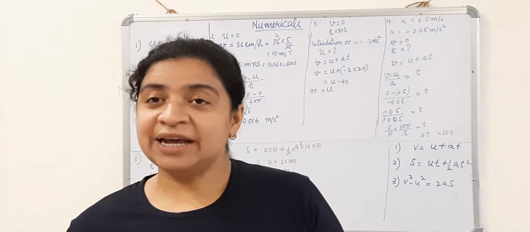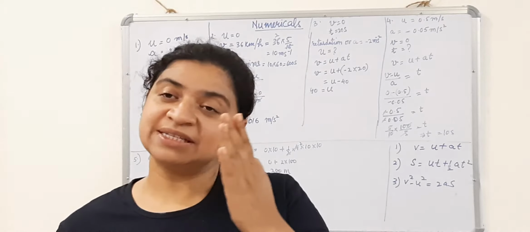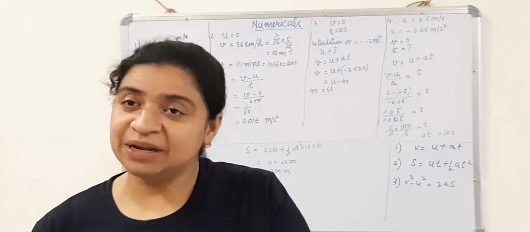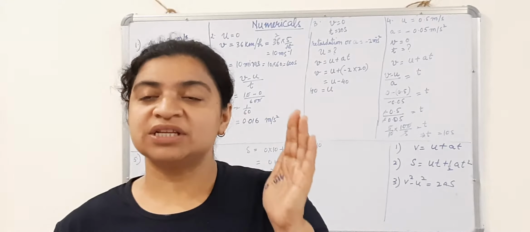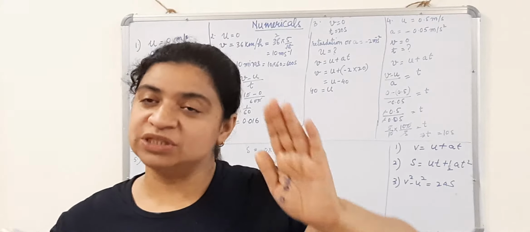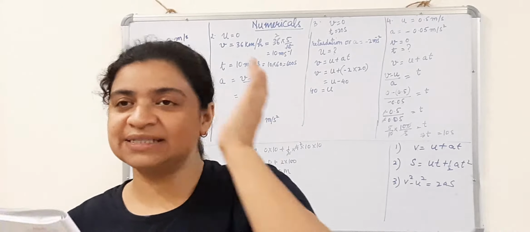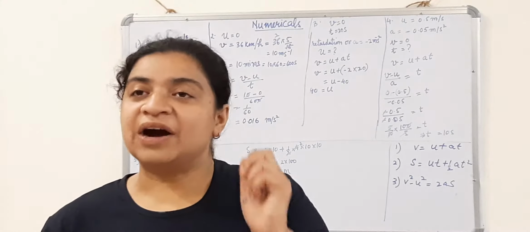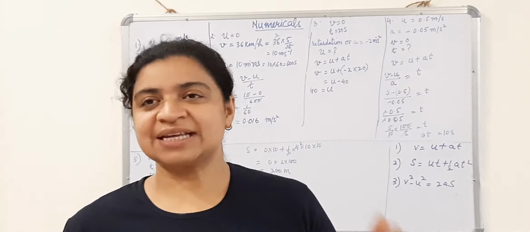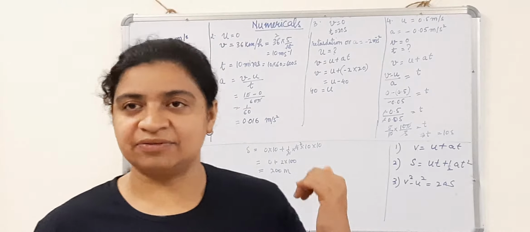How much time did it take to attain the velocity from 0 to 36 km per hour? In 10 minutes. It took 10 minutes for the speed of the train to rise from 0 to 36 km per hour. Find its acceleration. In this case, we need to find out the acceleration.